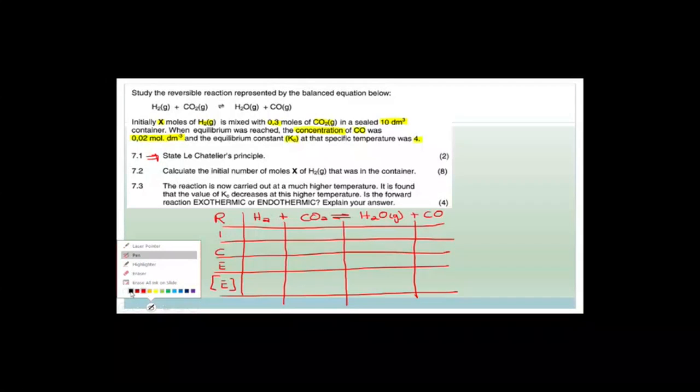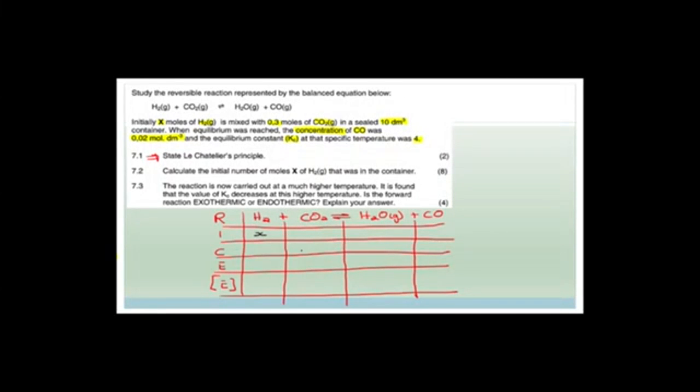Okay, let's talk about initially. Initially, we've got X moles of hydrogen mixed with 0.3 moles of carbon dioxide in a sealed 10 dm³ container. So there you go, I've already divided by 10. At equilibrium, the concentration of the carbon monoxide was given as 0.02. And they told us the Kc was 4. We'll worry about that later.